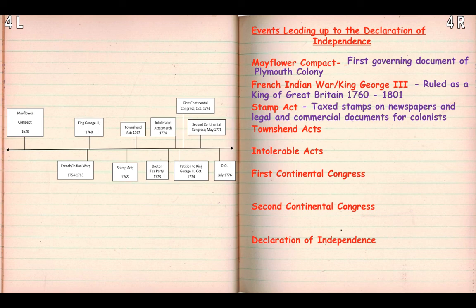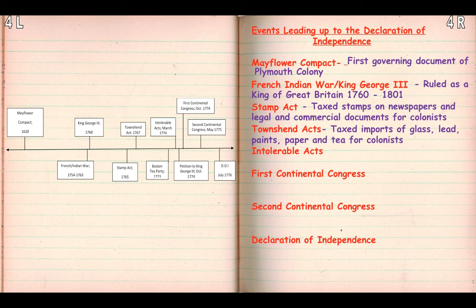So he came up with the Townshend Acts. And those are a group of 3 acts that pretty much just taxed everything else that the colonists used. Glass, lead, paint, paper, tea, so on. Now, this is where the Boston Tea Party comes in.